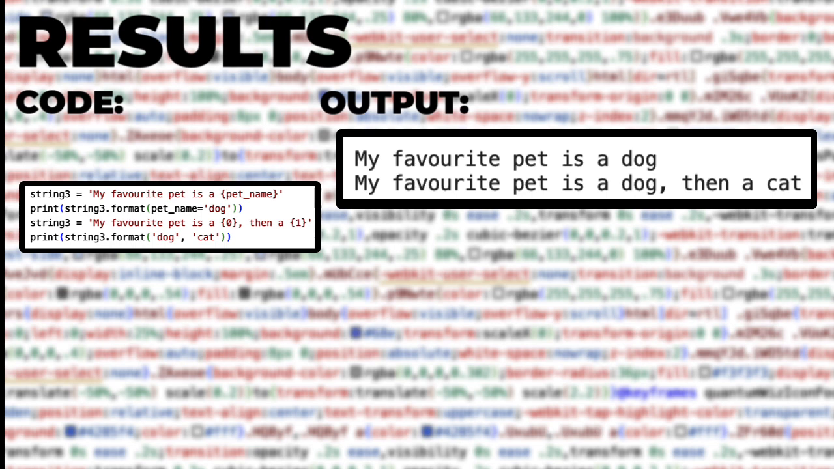Next up is similar, but I've replaced the names with 0 and 1. This is a different way of using format. Now we can just put the strings in and they will find their place. So this time it prints "my favourite pet is dog, then cat".